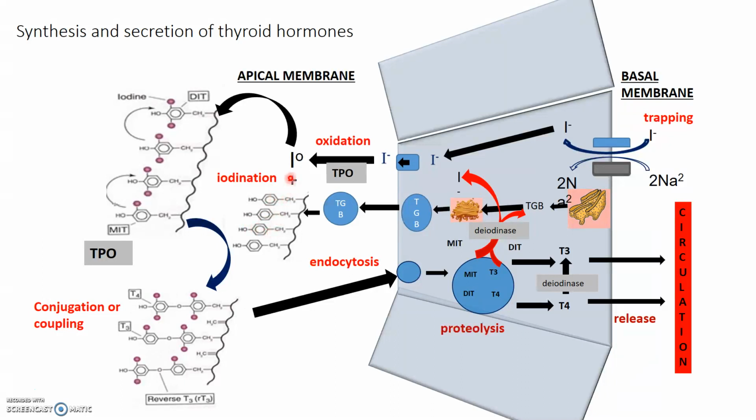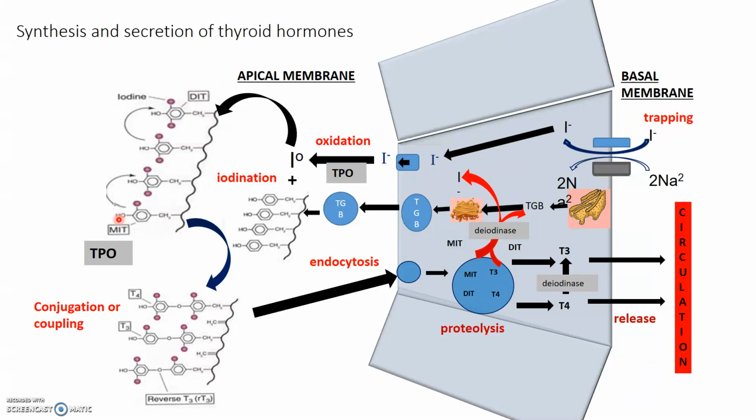Now we are talking about the third process, which is iodination. In this process the iodine atom is incorporated into the tyrosyl group of the thyroglobulin, catalyzed once again by thyroid peroxidase, and this process is also known as iodination or organification. The end product is single or double iodinated species of tyrosine, termed monoiodotyrosine, known as MIT, or diiodotyrosine, known as DIT.